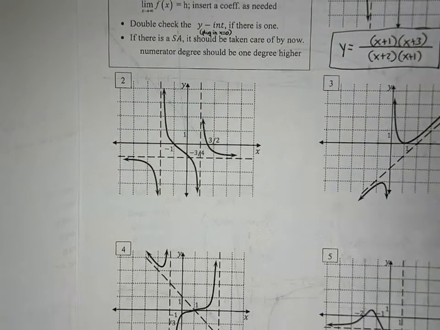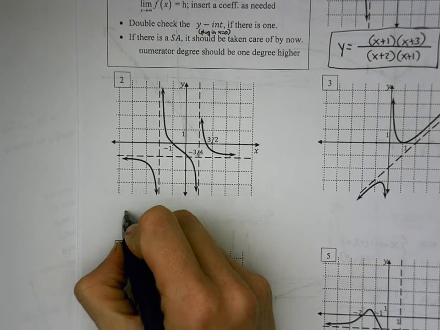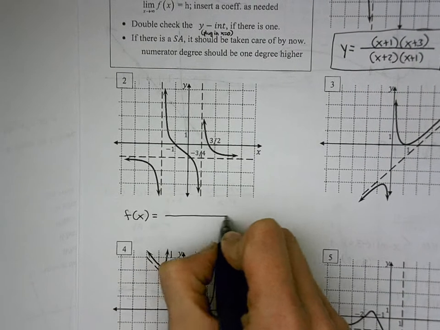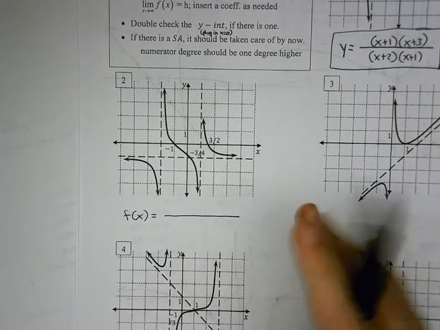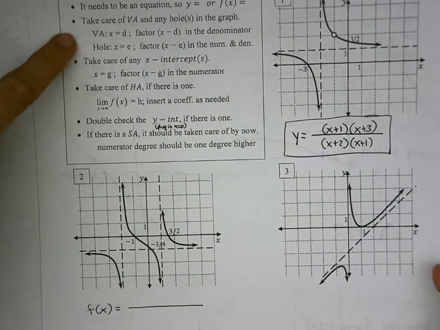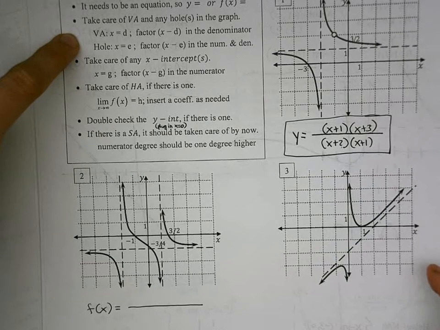Okay, doing another one here. Number 2. We have either y equals or f of x equals, whichever one you prefer. Vertical asymptotes first here. So we're on this step, vertical asymptotes and holes, I should say.